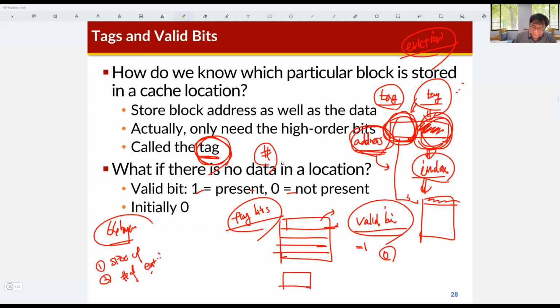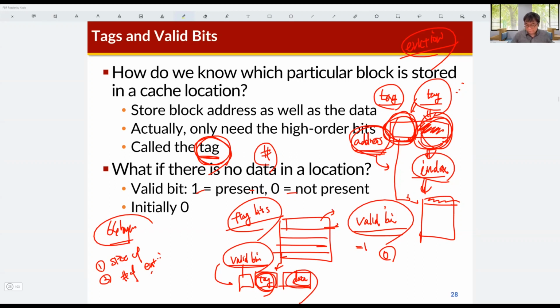Along with the data, the cache also stores the tag. The tag is used to identify data, and the cache also stores flag bits like a valid bit. So this information, the valid bit and tags, is stored in the cache along with data.